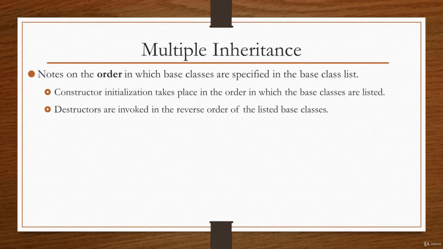A few notes on multiple inheritance again, on the order in which base classes are specified in the base class list. Constructor initialization is going to take place in the order in which the base classes are listed, whereas destructors are invoked in the reverse order of the listed base classes. If your class relies on one base part being initialized before another part, then the order of initialization will be important. And the same thing with your destructors. You may need a base part of the class to be present when another part is being destroyed. Then again, the order of the base class list is going to be important, because your destructors are called in the reverse order. So from left to right when you initialize, and from right to left when you destroy, or in other words, the destructors are going to get called from right to left.